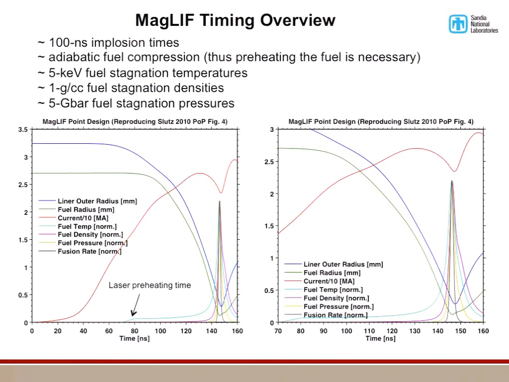So you can see the temperature rises, followed shortly by the density rising, and the pressure, which is just the product of the two, rising, and then finally the neutron production, or the fusion energy yield. So with MagLIF, we're talking about 5 keV stagnation temperatures, 1 gram per cc stagnation densities, and about 5 gigabar stagnation pressures.